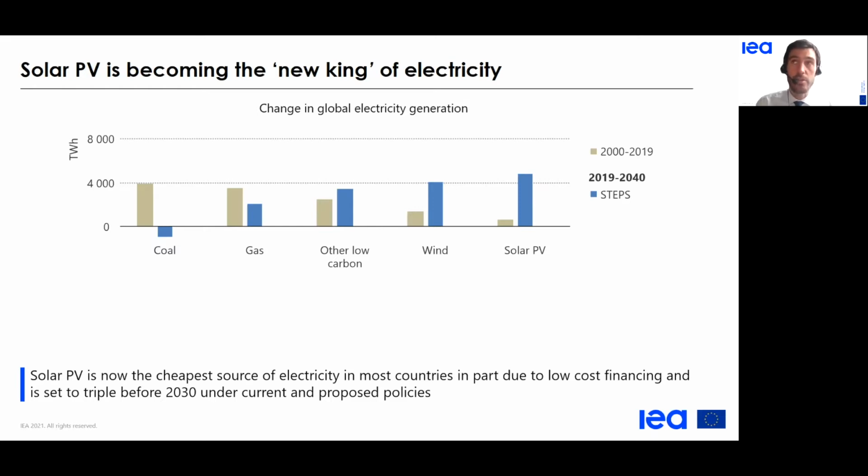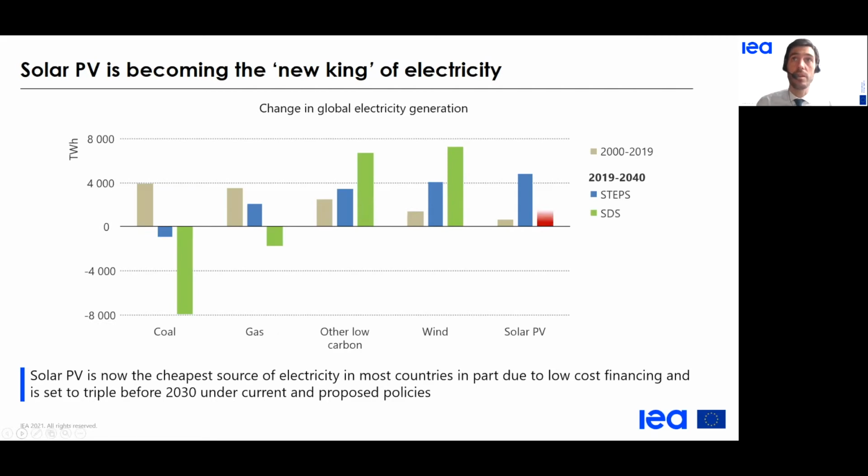And this is under our STEPS, stated policies scenario. The potential is much higher. If we look at our sustainable development scenario, we would see solar PV over the coming 20 years really skyrocket and reach a level of 8,000 terawatt hours of electricity generation from solar PV, which is equivalent to 12 times what solar PV generated in 2019. The reasons for this growth of solar PV are sharp cost declines, but also policy support and cheap financing for developing infrastructure.